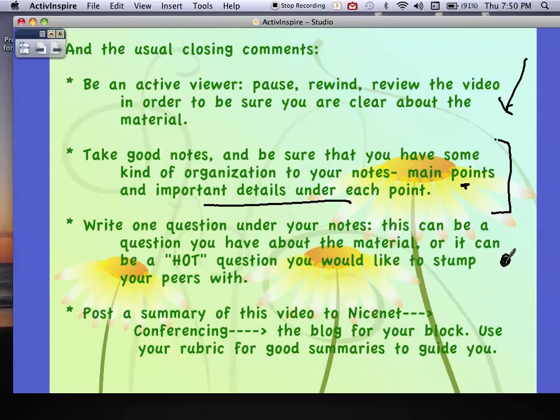Record one question that you have from these notes. This can be a question you have about the material itself, or it can be a hot question, something you'd like to try and stump your peers with. And finally, post your summary to NiceNet. Go to NiceNet, go to the conferencing link, find the blog for your block. Use the rubric that's in your ISN for what a good summary looks like to guide you, because that's what I'm using to grade you.